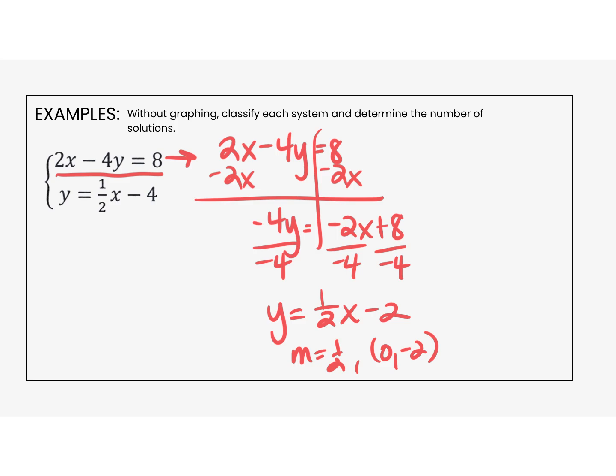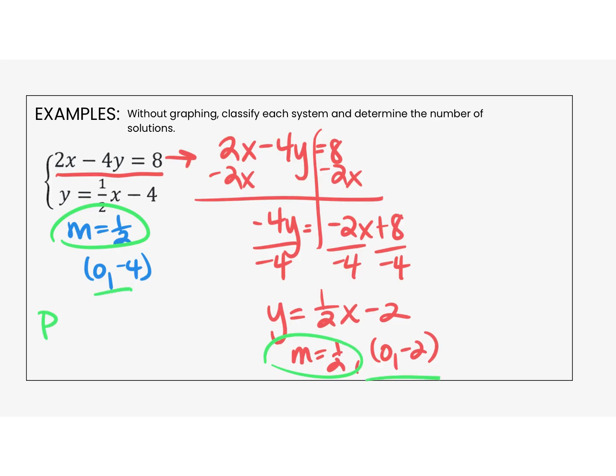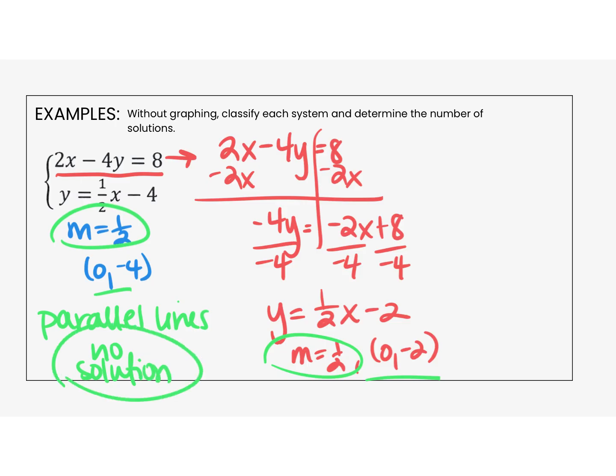This one over here is already in slope-intercept form. So my slope is 1/2 and my y-intercept is 0, negative 4. So if we notice, the slopes are the same, the y-intercepts are different, so that means these lines are parallel, which means that there is no solution.